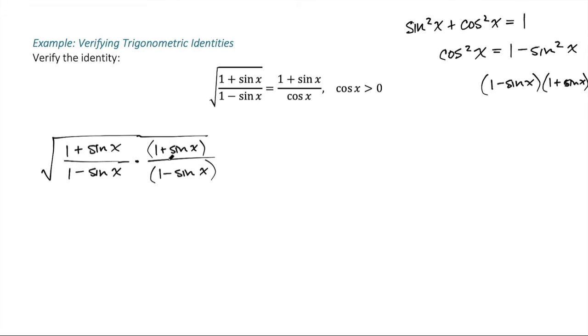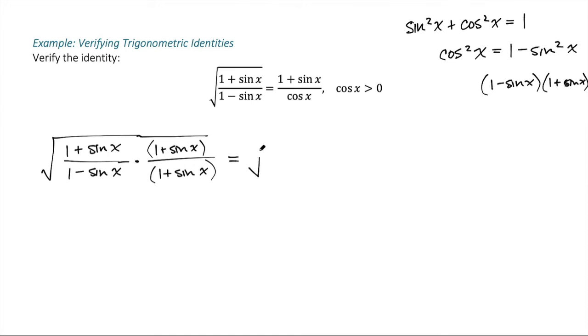So I'm actually going to multiply by 1 plus sine, and then notice now that my denominator, I'm going to have my 1 minus sine times 1 plus sine, which is cosine squared. The square root of that will give me the cosine in the denominator. So that tells me that that's probably the way that I want to go with this. So let's go ahead and do that now.